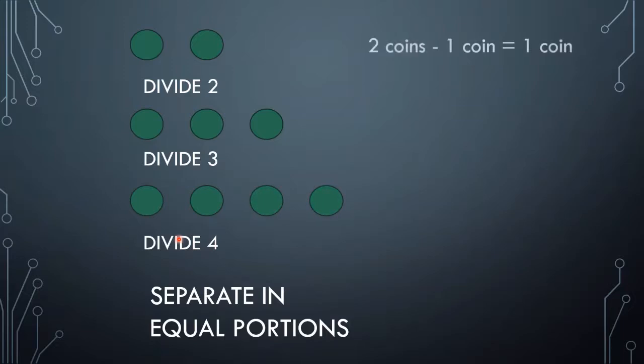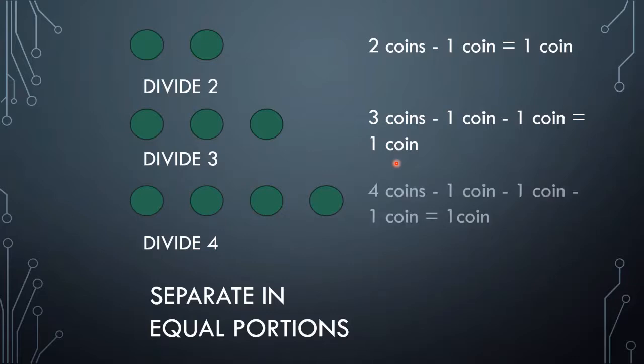It can also be rewritten like this one. 2 coins: 1 coin and 1 coin. This is one portion, this is the other portion. For the 3 coins, we divide it into 3 equal portions. That's why it's 1, 2, 3. 1 coin, 1 coin, 1 coin. So those are the 3 different portions of it.